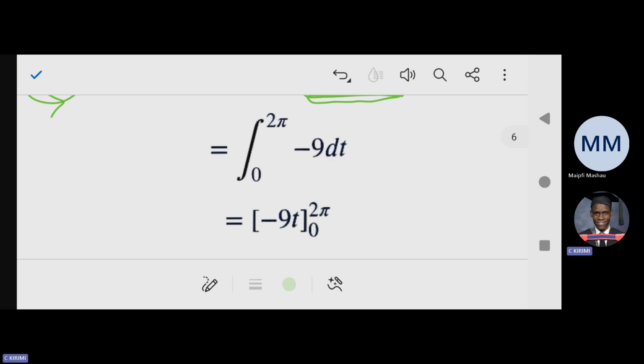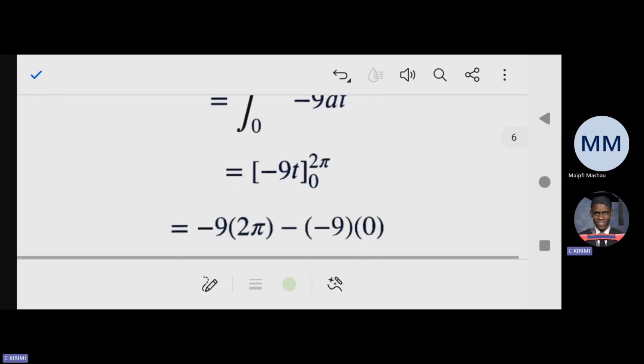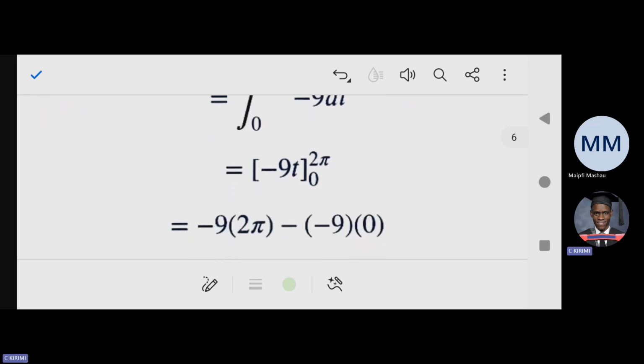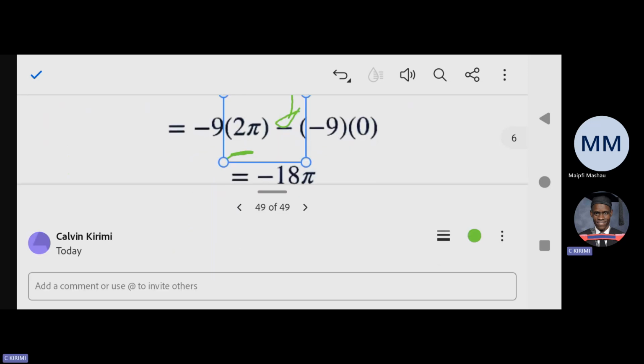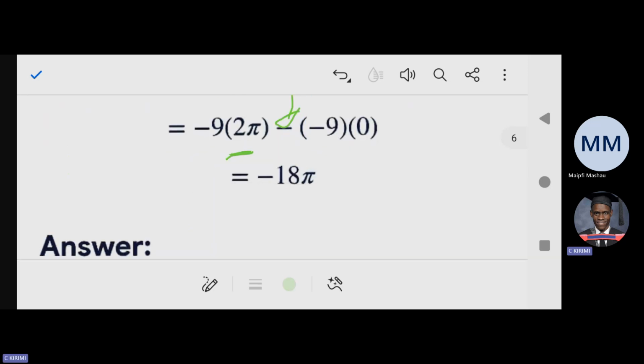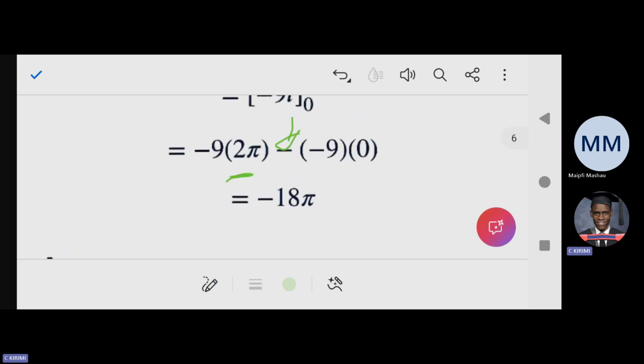Then you put the limits from 0 to 2 pi. You subtract. When you subtract, we're adding. First, we add the 2 pi. That's why it's -9 times t, where t is 2 pi. Then this is for subtraction. You're subtracting the upper bound minus the lower bound. Minus 9 times 0. Then you get -9. Then your answer becomes -18 pi minus 0. So the answer is simply -18 pi.